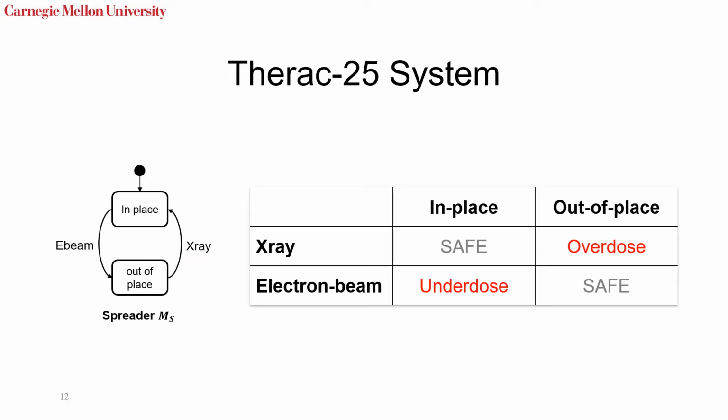A spreader is used in X-ray mode to avoid overdose. The table shows the possible combinations of the states of the spreader and the radiation modes. In particular, X-ray combined with the spreader out of place will cause overdose, and E-beam mode combined with the spreader in place will cause underdose.